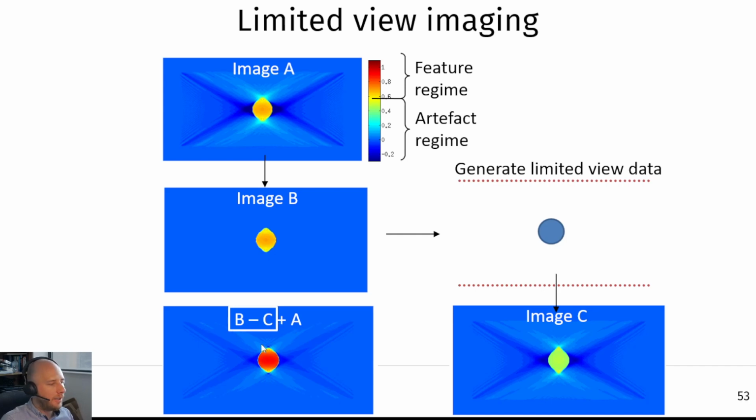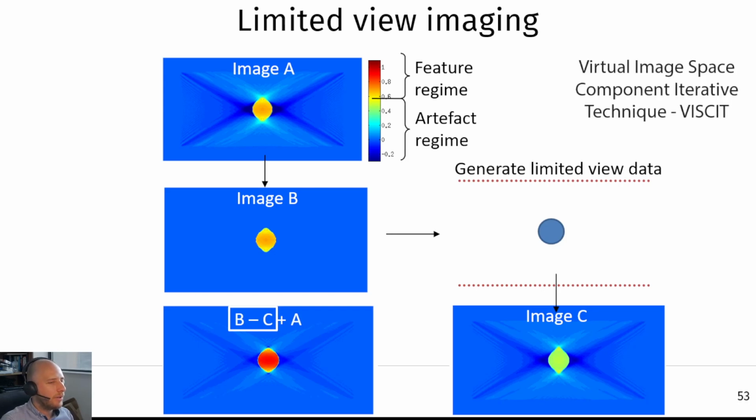And highlighting the importance of this B minus C component. So this is the virtual image space components that we are gathering, and this leads to the name virtual image space component iterative technique, or VISCIT. Iterative obviously being that you can iterate this process over and over again, which is what we've talked about before. And as I mentioned, this is in the literature, that reference there.